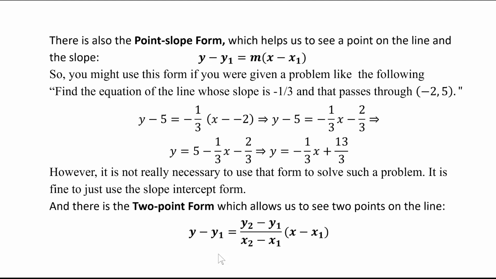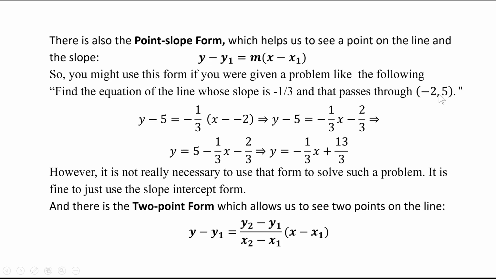All right, you also have the point slope form, which can help you to see a point on the line and the slope. So you might use this form if you were given a problem like the following. Find the equation of the line whose slope is negative 1/3 and that passes through negative 2, 5. So you can fill into this equation. You fill in the point with x1, y1, that goes in there, and then m is the slope.